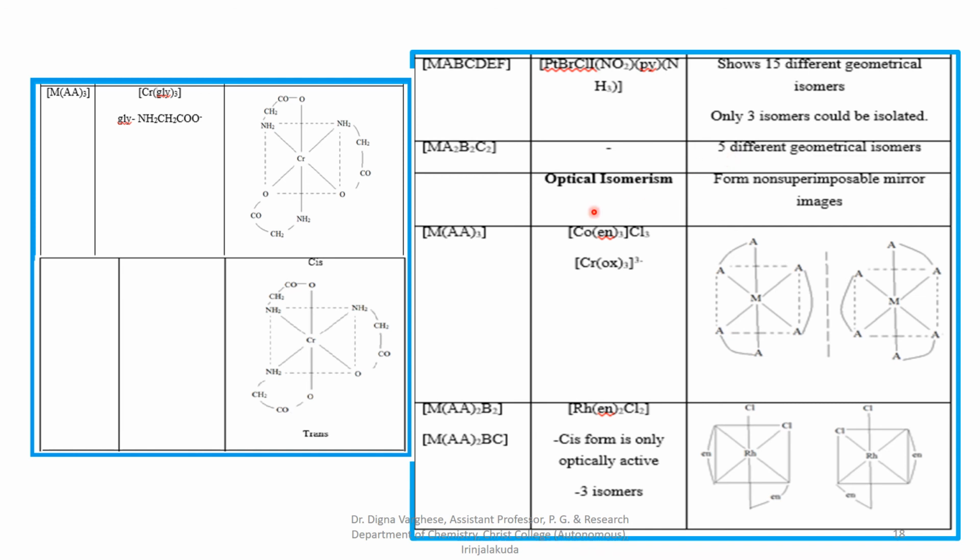Next is optical isomerism, which forms non-superimposable mirror images. M(AA)3 types, that is [Co(en)3]. Here you can see it is optically active. And this is M(AA)2B2 type and M(AA)2BZ type. Here an example is [Rh(en)2Cl2]. The cis form is the only one optically active, and 3 isomers are possible.